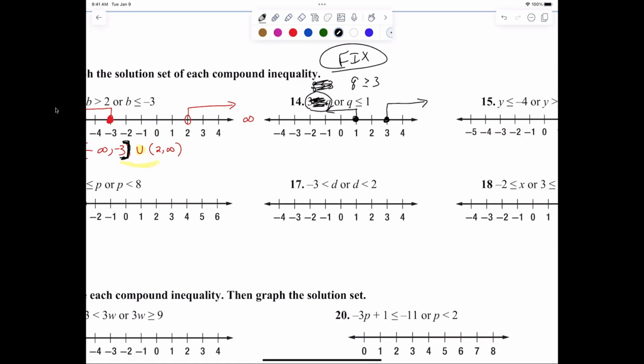So if I want to write an interval notation, we're going from where? Negative what? Negative infinity to what? 1. Union, then what? 3 to infinity. Bracket 3. Yes, sir. Thank you. Shh, shh. Stop.